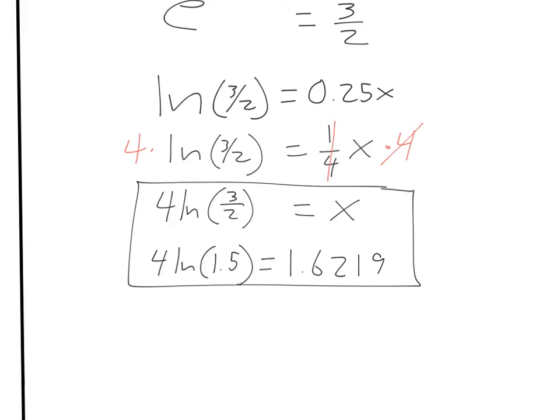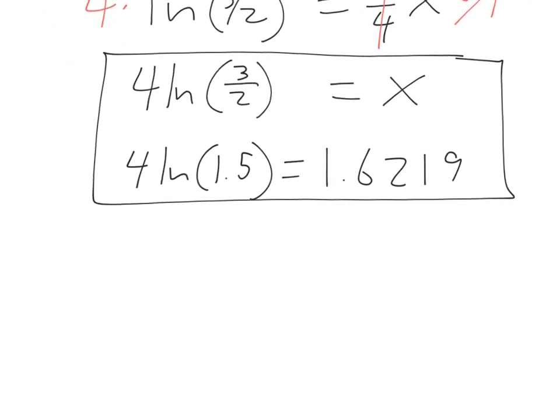I do want to point something out real quick. I know this problem is done, but we can change quite a bit of how we write this. I want to remind you, remember the properties that we had when we're dividing on the inside, the same thing as minusing? So we could have said this as 4 ln 3 minus 4 ln 2.